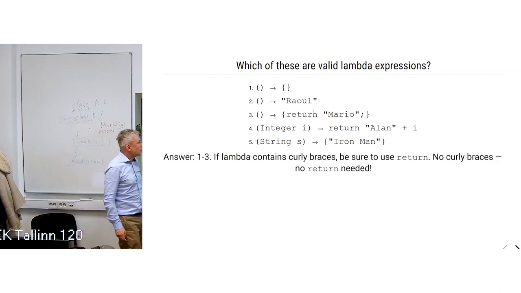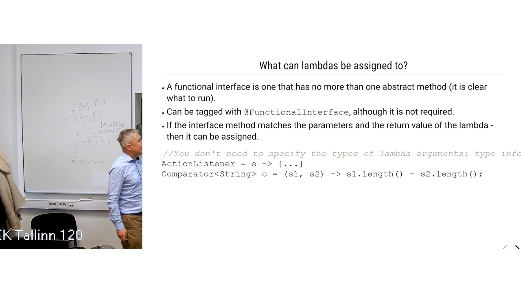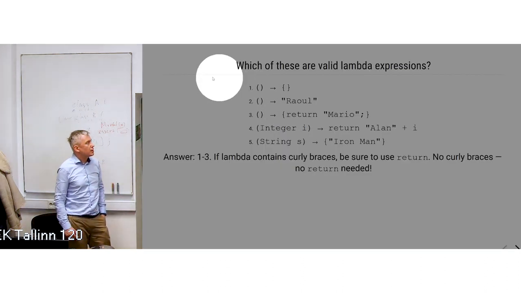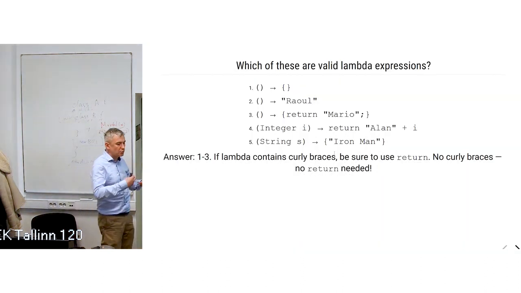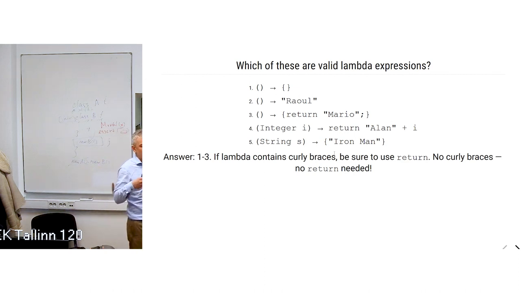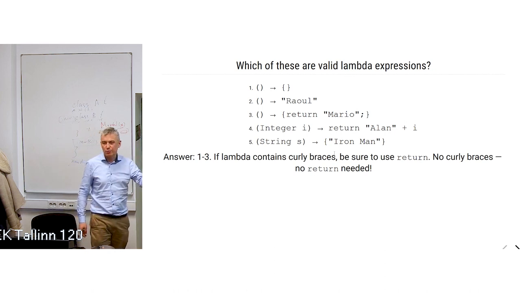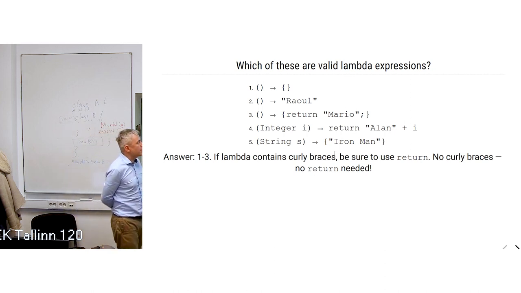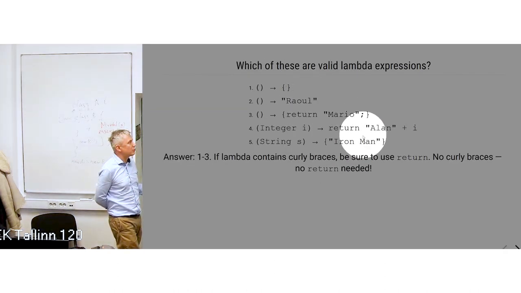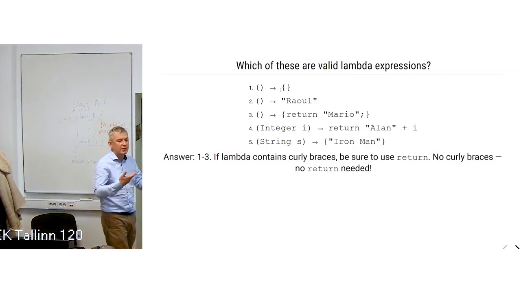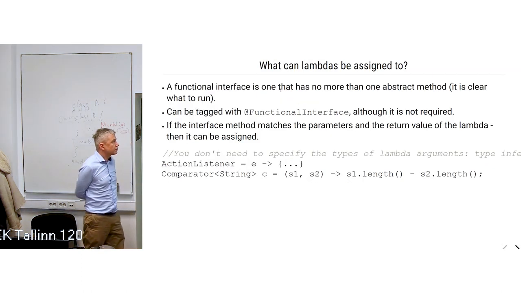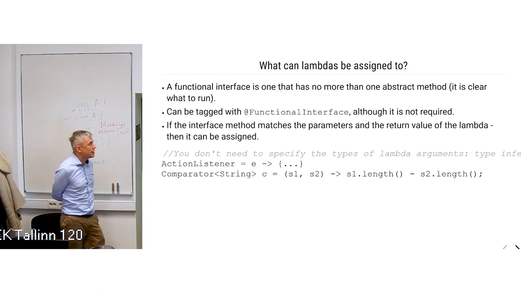Okay, so what can lambdas be assigned to? These are lambda expressions, and each expression like 2 plus 2 has a value, and this value can be assigned to some variable, like int i equals 2 plus 2. And here we have lambda expressions. A lambda expression is not the result of this expression. It's another sort of indirect call. So what can lambdas be assigned to?